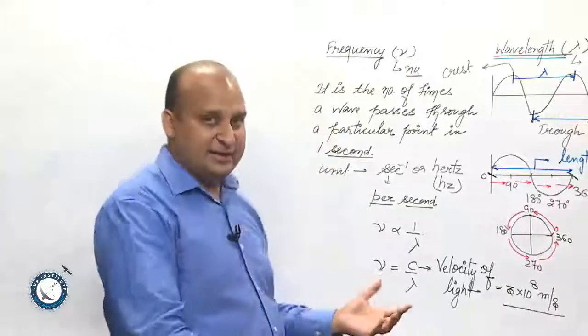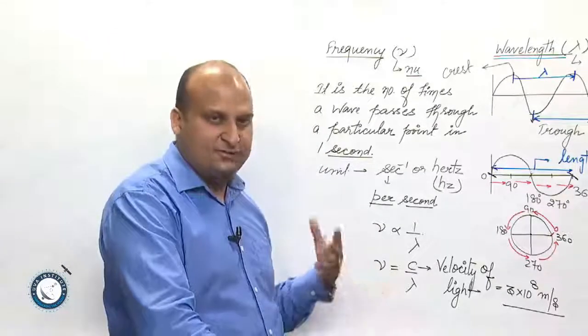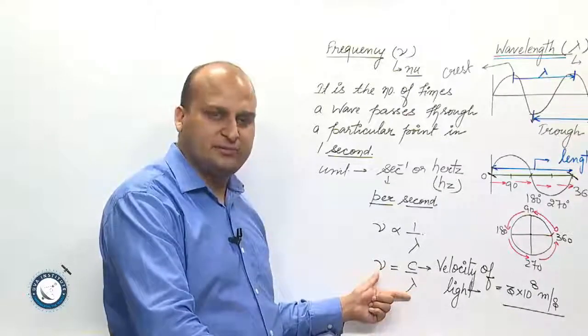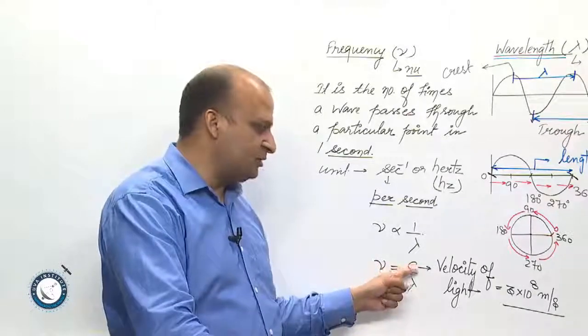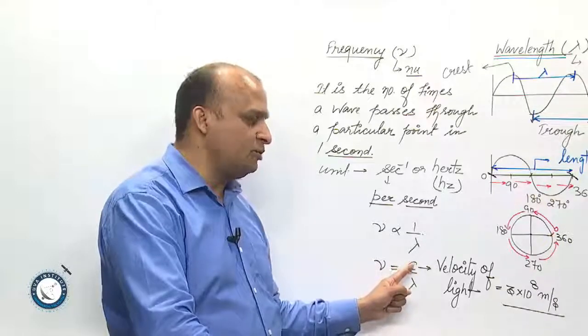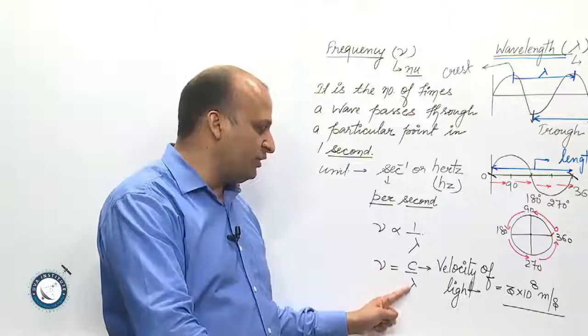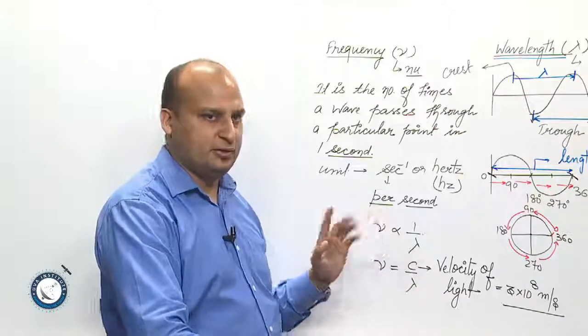So in a way I can say that the light which is an EM wave has got two components, frequency and wavelength. Frequency and wavelength. Okay, and they are related by this formula: frequency is equal to velocity of light by wavelength, or frequency into wavelength is equal to velocity of light.